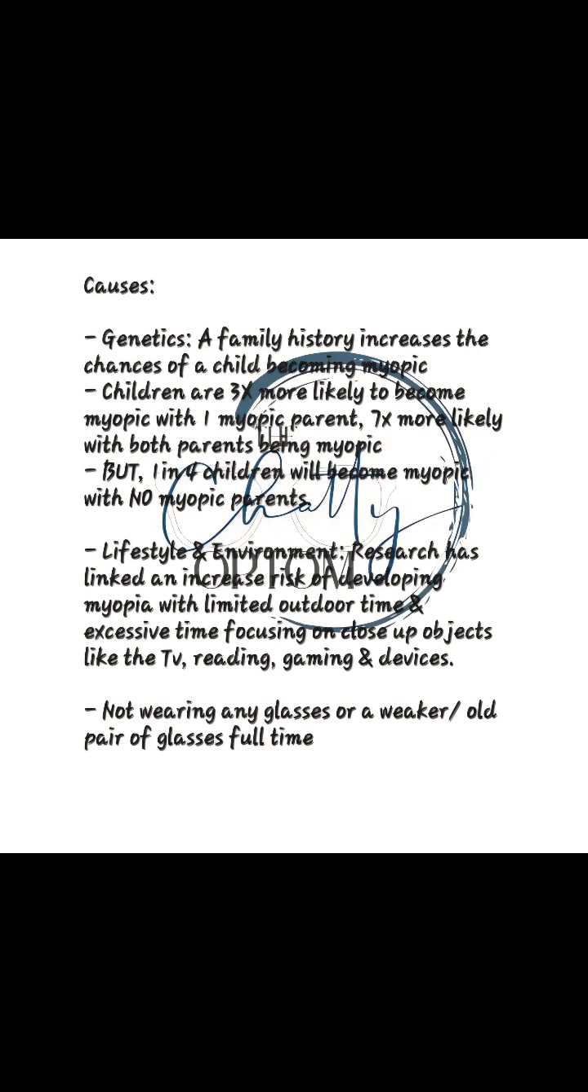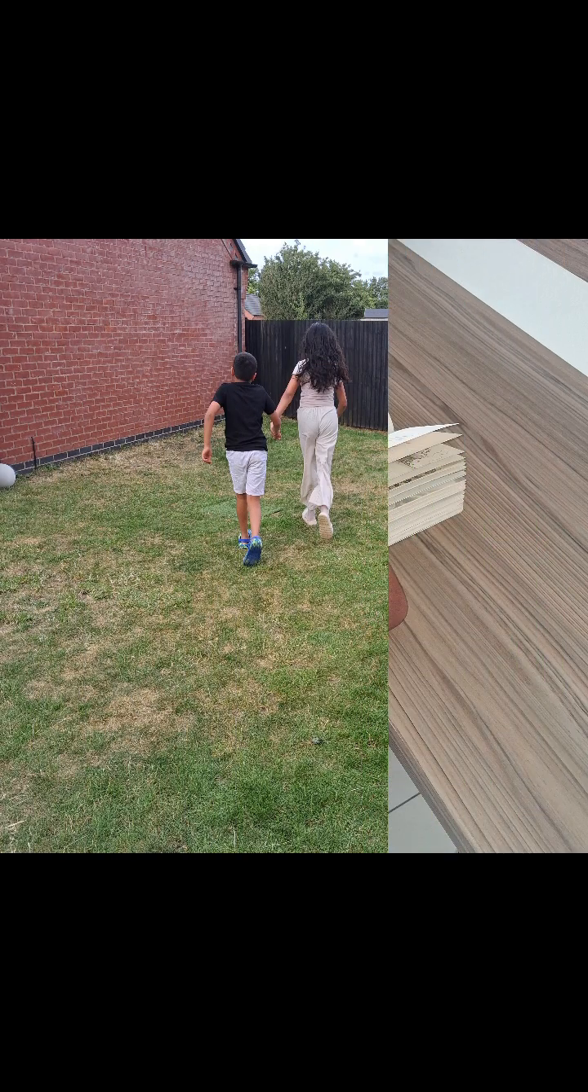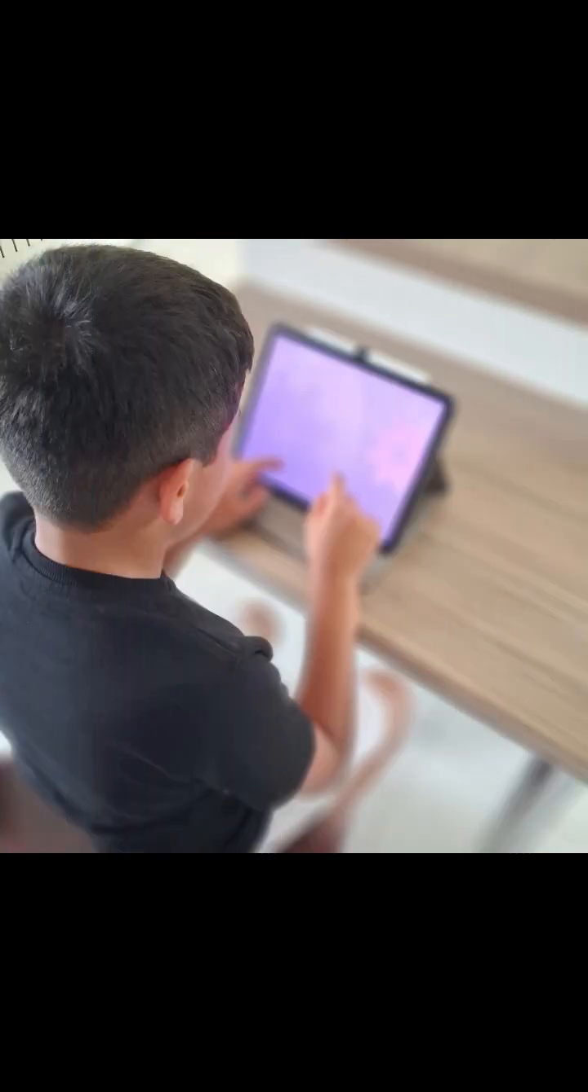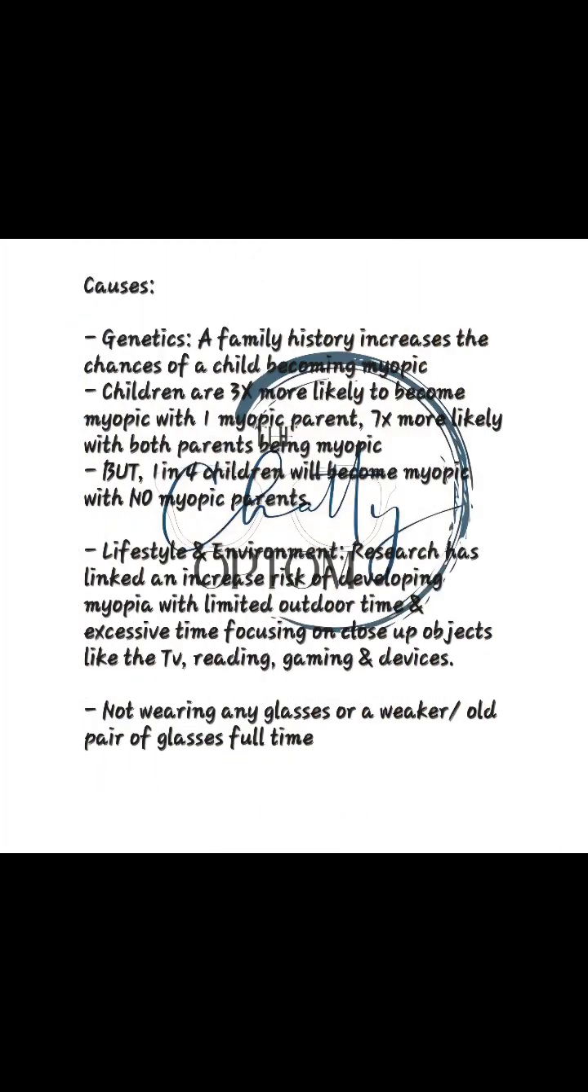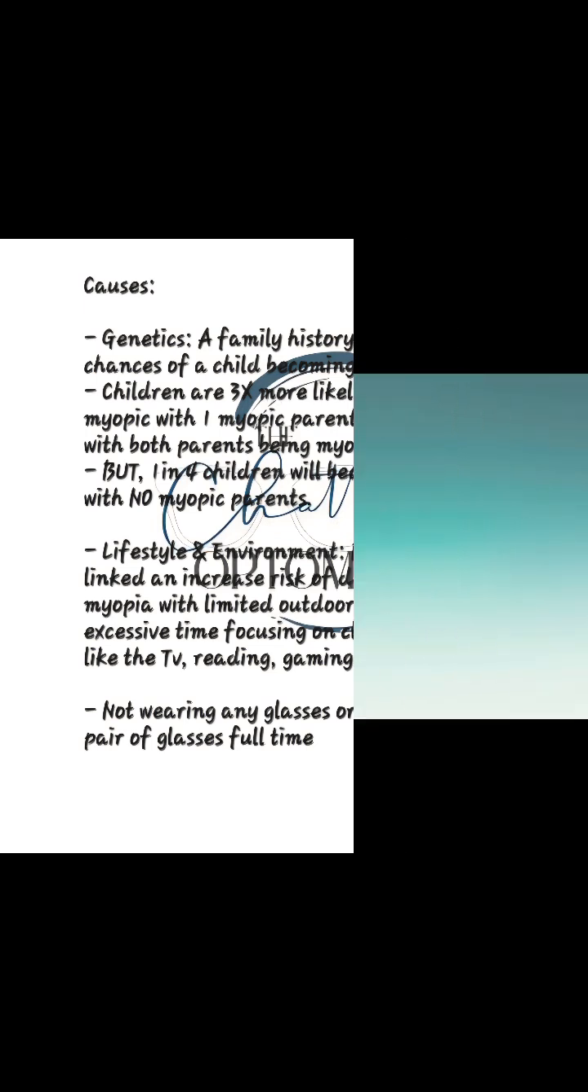One of the biggest changes in the last few decades is the amount of time people spend outside and indoors. There's been an increase in the link to short-sightedness with limited time outside and too much excessive time focusing on things close up like TV, reading, gaming and devices. The other thing is that if a child is not wearing glasses or not wearing their current prescription full time, that can also promote the prescription to change and get worse.